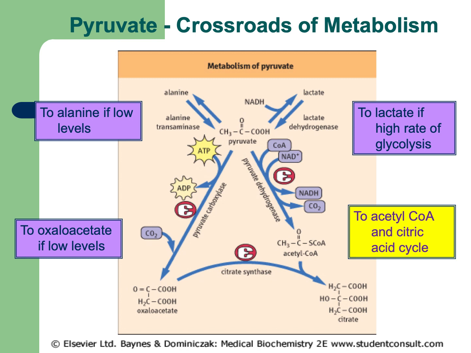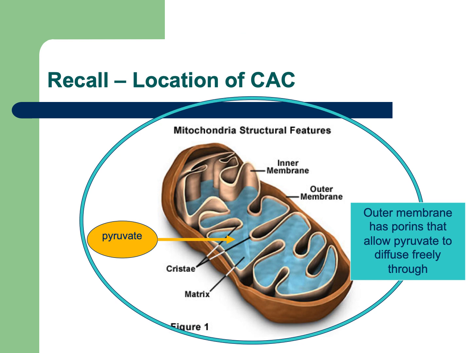To begin, we need to recall the location of the citric acid cycle, and this is in the mitochondria of every cell. Specifically, the citric acid cycle happens in the mitochondrial matrix, which is indicated by this, it almost looks like a water-like material that's inside the mitochondria. That's known as the matrix.